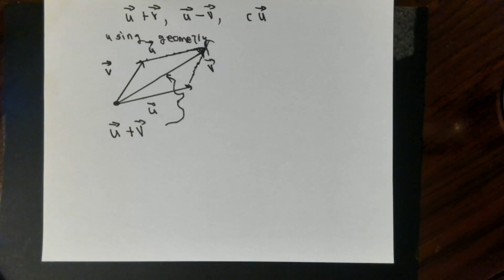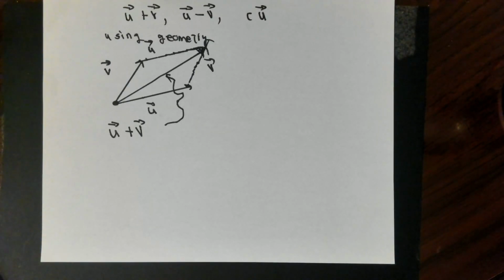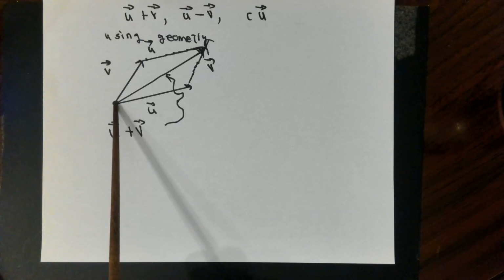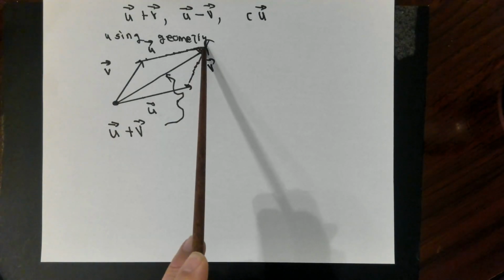In terms of geometry, we're going to define the vector u plus v to be the vector that goes from the common starting point of u and v out to the far end of the parallelogram. We'll see how to calculate this sort of thing with numbers shortly.